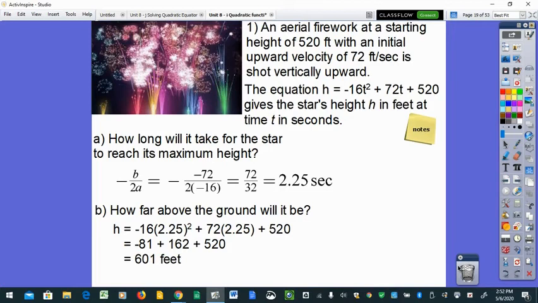So as I see the fireworks ignite, rather, it takes off. One one-thousand, two one-thousand, boom, it will explode in 2.25 seconds. And where will it be in the air? 601 feet. Okay, I would like you to try this process on the next problem.